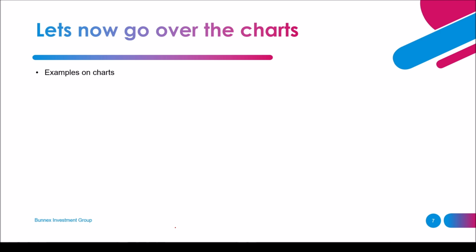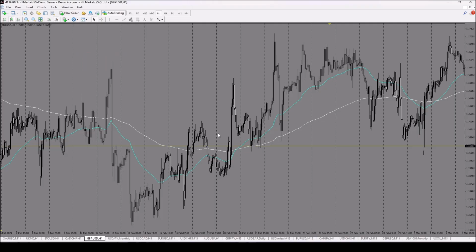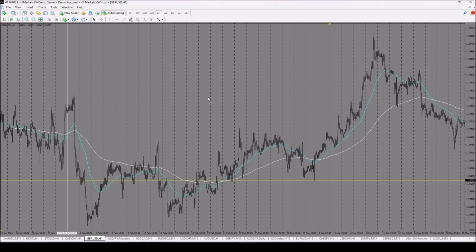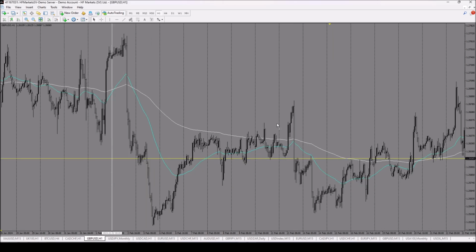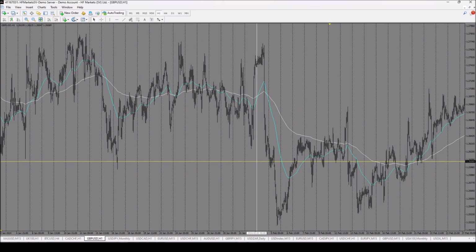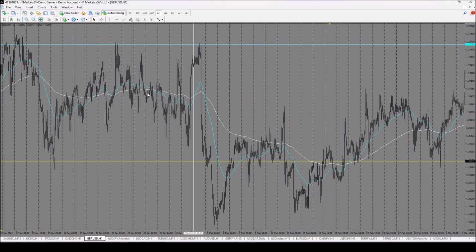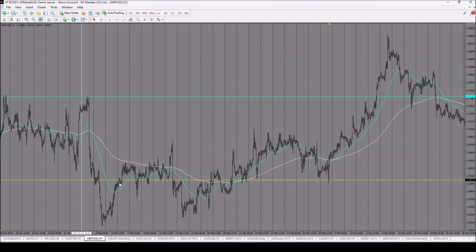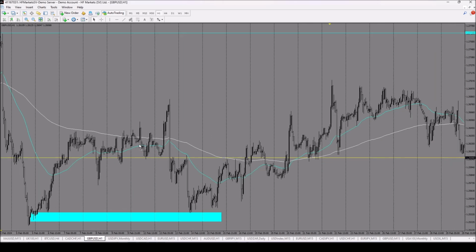Let's now go over the charts and have some examples. So we are going to use pound against dollar. And on pound against dollar, the first thing is always for us to count levels so that we can have the market bias, or we can see where the market is actually going. In this particular case, we can see that the market is coming from this particular point and it went to the downside. We had 2 points or 2 zones where the market actually bounced twice, meaning that this was a higher probability point of peak formation, right?